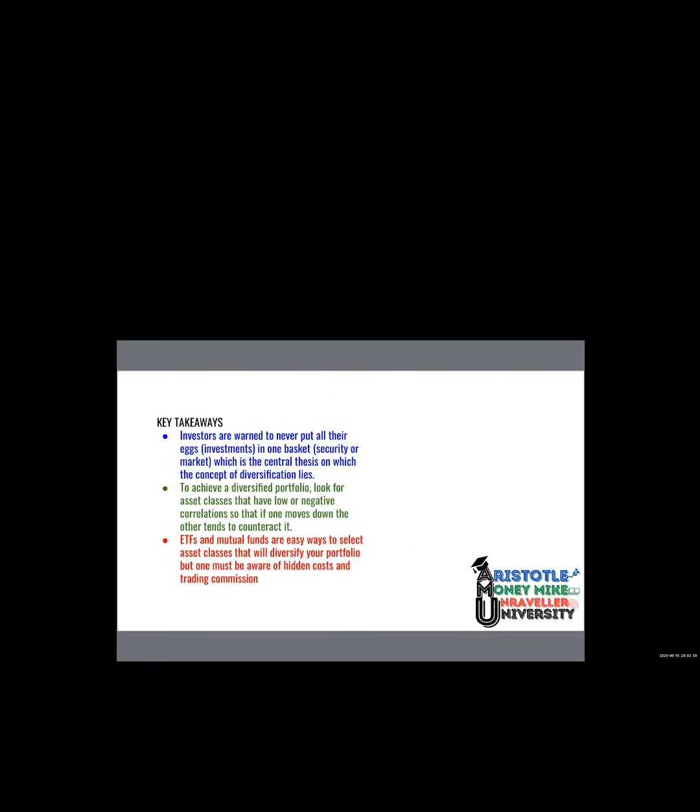So key takeaways: investors are warned to never put all of their eggs in one basket, which is the central thesis on which the concept of diversification lies. To achieve a diversified portfolio, look for asset classes that have low or negative correlations, so that if one moves down, the other tends to counteract it. ETFs and mutual funds are the easiest way to select asset classes that will diversify your portfolio, but one must be aware of hidden costs and trading commission.